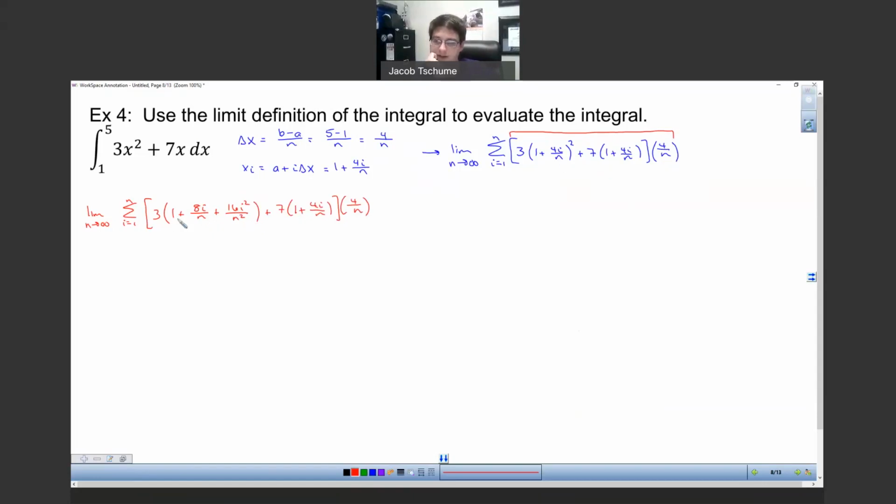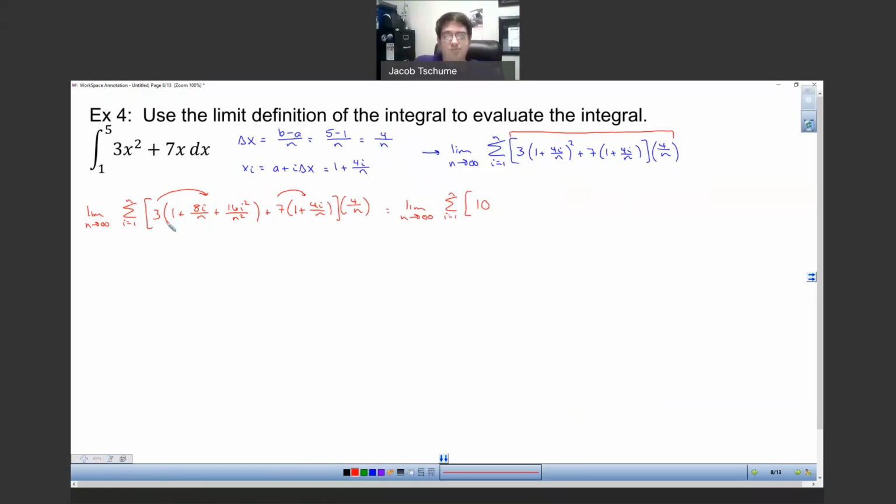All right. Inside the brackets, I'm going to multiply all three of these terms by 3. I'm going to multiply both of these terms by 7, and I'm going to put them all together. So you should end up with the limit as n goes to infinity of the summation from i equals 1 to n. All right, so inside your brackets, 3 times 1 is 3, and 7 times 1 is 7. So 3 plus 7 gives me a constant of 10.